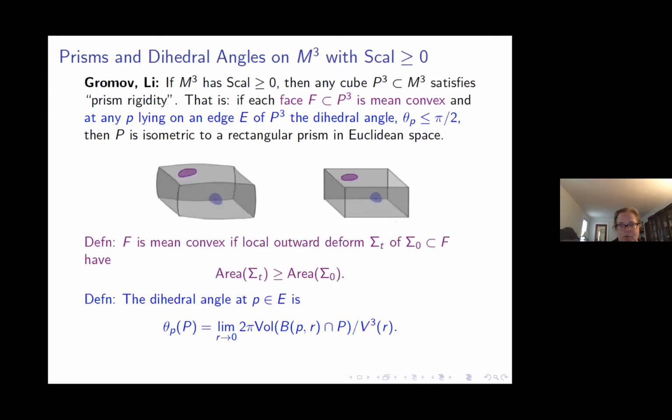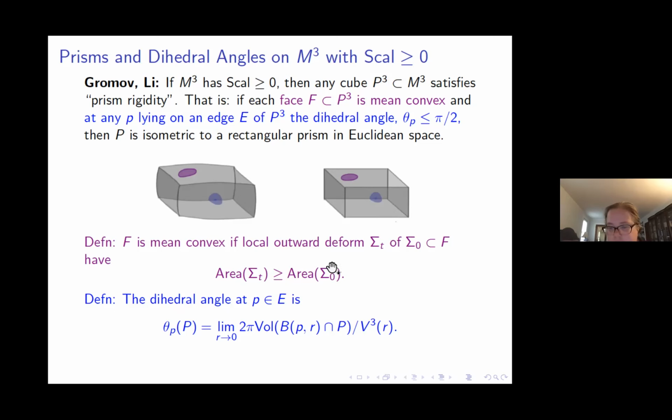Okay, this is the main one that gives you the rigidity. This is the prism rigidity. What does it mean to say mean convexity? Area of sigma t greater than or equal to area of sigma 0. This would be a way to define mean convex on a limit space. Areas we're going to try to control using slices. Slices that define boundaries of cubes.